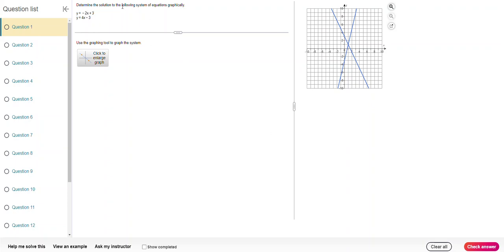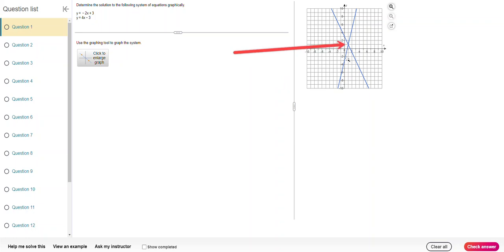Okay, so it's saying determine the solution to the following system of equations graphically. All right, so I graphed the two graphs, and remember, when you're graphing a system, this is called a system. When you're graphing a system, in this case, it's 2 linear equations, the solution is where the 2 graphs intersect. So this point right here would be the solution.